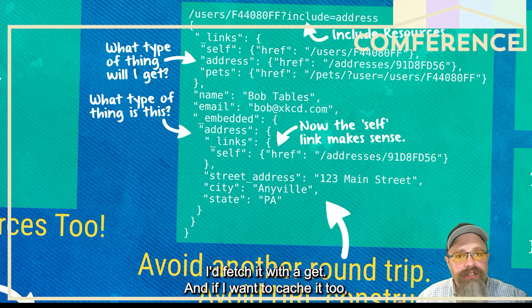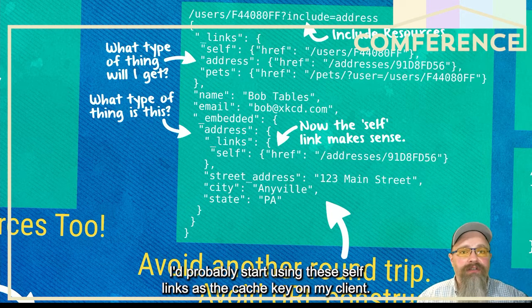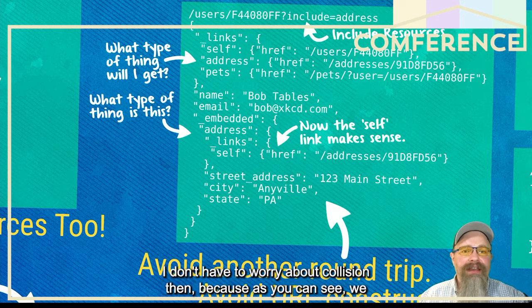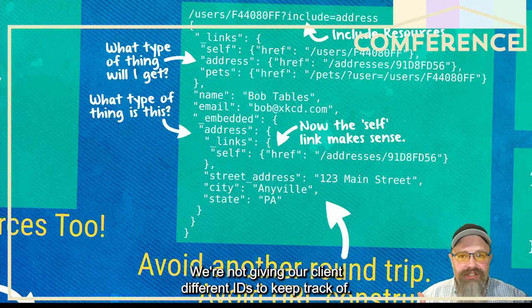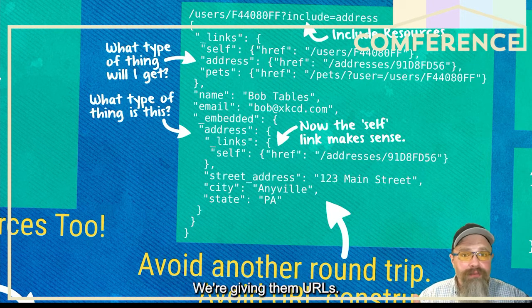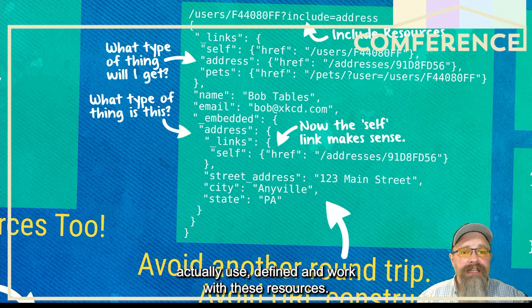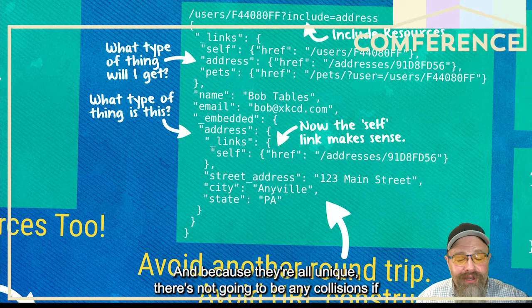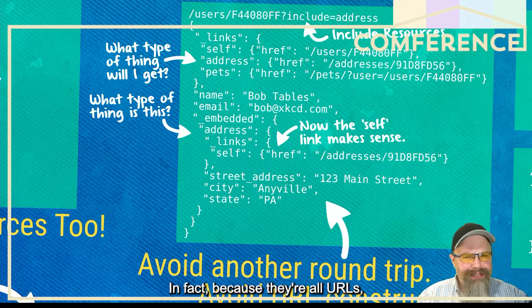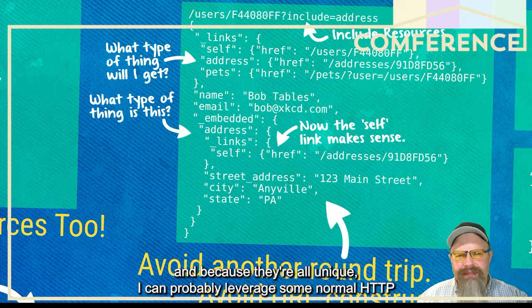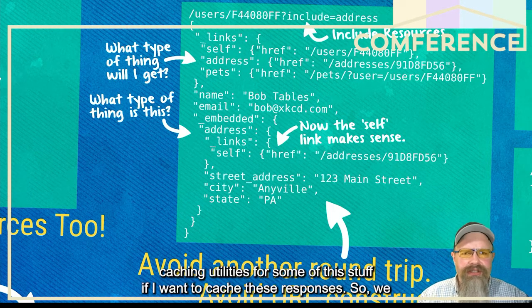And if I wanted to cache it too, I'd probably start using these self links as the cache key on my client. I don't have to worry about collision then, because as you can see, we don't have IDs. We're not giving our client different IDs to keep track of. We're giving them URLs, something they can actually use to find and work with these resources. And because they're all unique, there's not going to be any collisions if I'm trying to cache them someplace and keep that data local. In fact, because they're all URLs and all unique, I can probably leverage some normal HTTP caching utilities if I want to cache these responses.